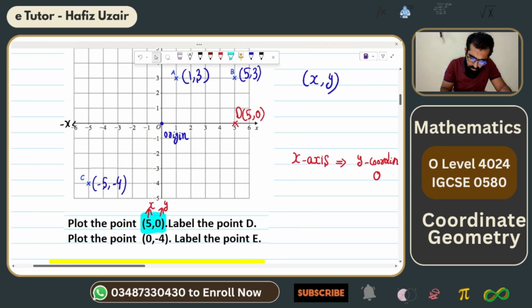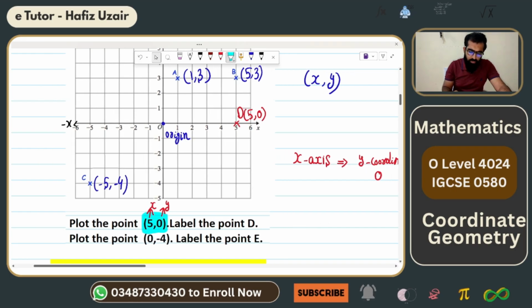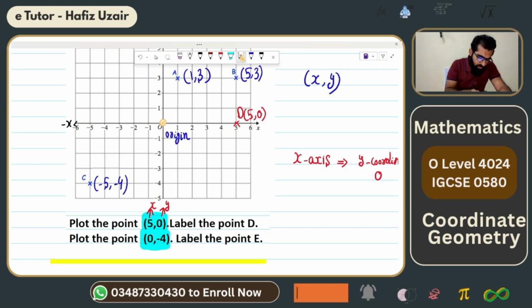Now let's plot this point 0 comma minus 4 on the grid. The x value is 0, so that means we will stay at the origin. And how many units do you need to move on the y-axis? Minus 4 units. So 1, 2, 3, 4. So this point will be over here. So this point is E, 0 comma minus 4.